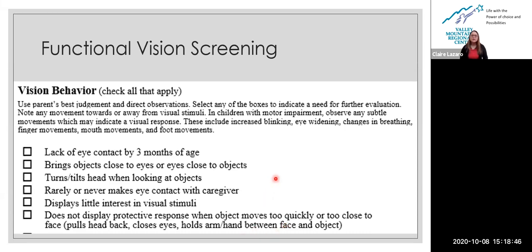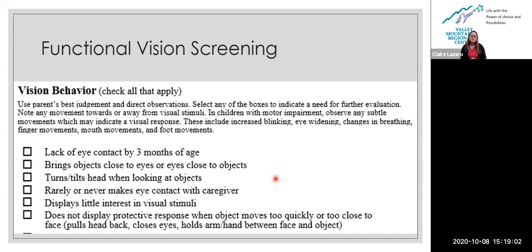So you want to ask them, does the child have any eye contact by 3 months of age? Does the child bring objects very close to their eyes, or is the child kind of bringing an object really close to their eye to see the object?